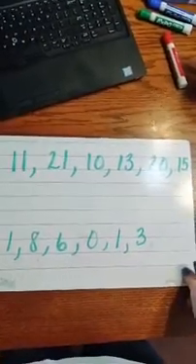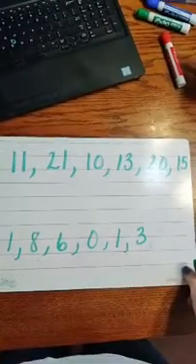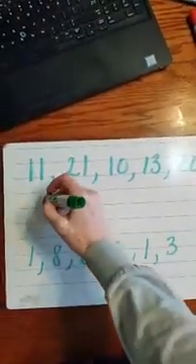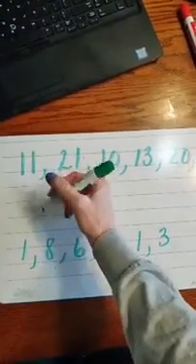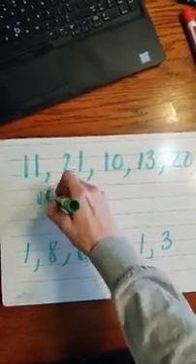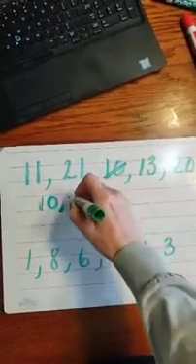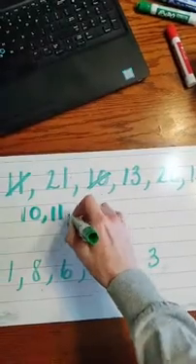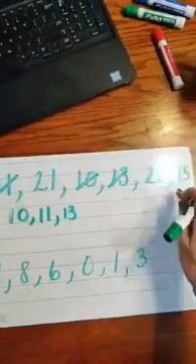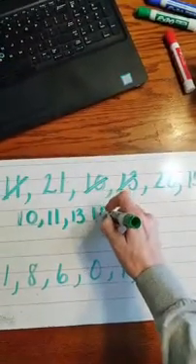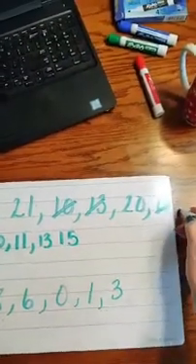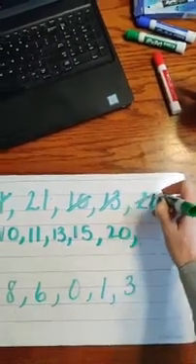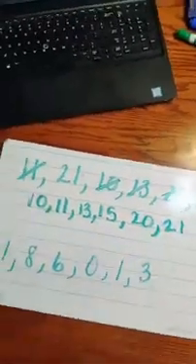Okay, so now we know if we're going to find the median, we need to do what first? You're right, put them in order. Least to greatest. 10. My marker, I keep getting it on the wrong side there. 11, 13, 15, 20, and my last number, 21. All right, I have them in order.